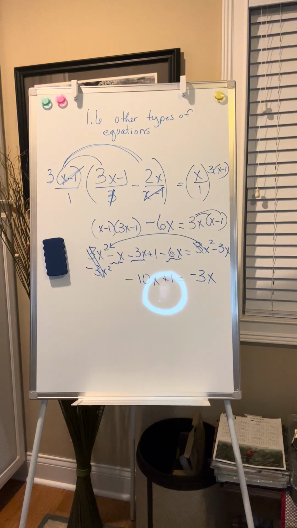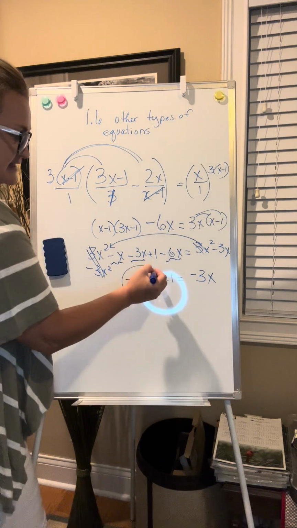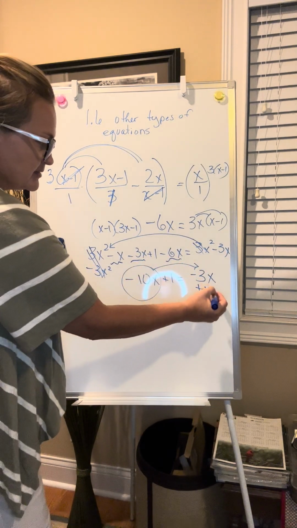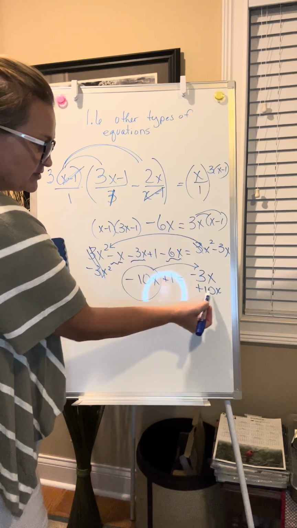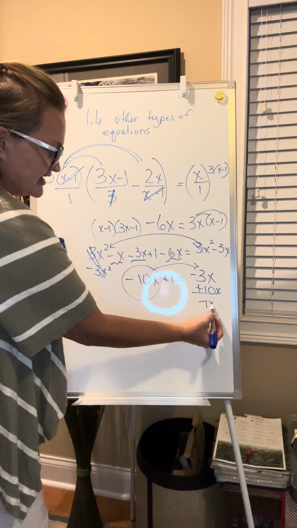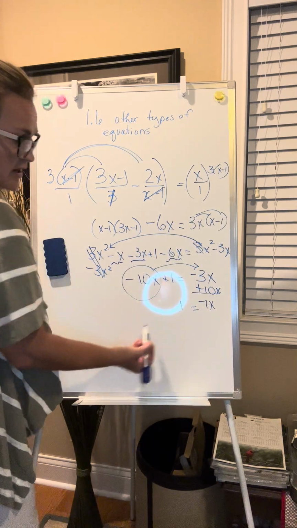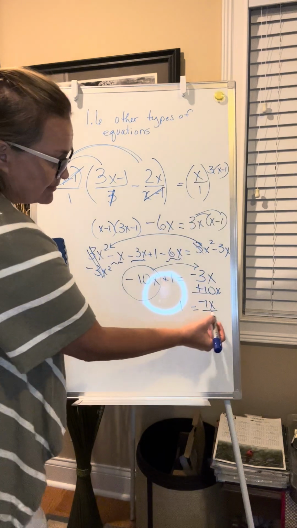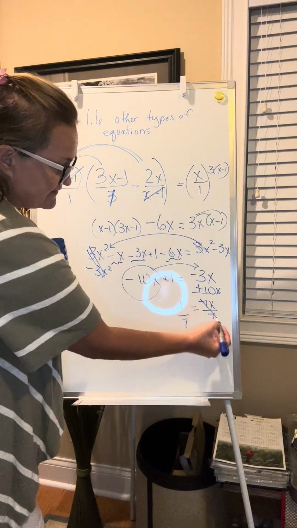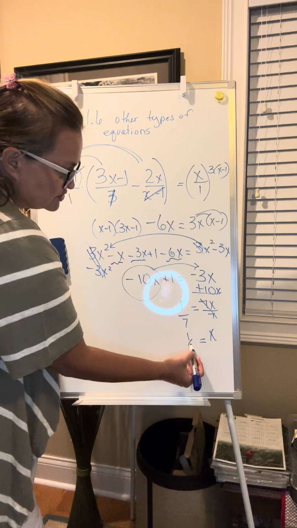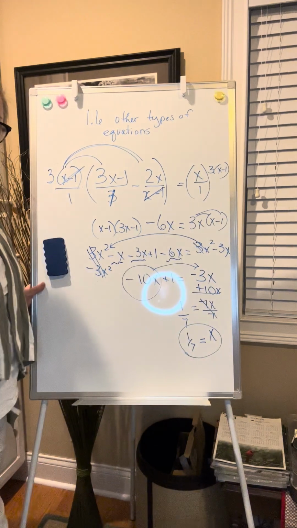Now I'll get my variables to one side and constants to the other. I would bring the minus 10x to the right and make it plus 10x. Negative 3x and 10x is 7x equals 1. Then divide by what's on the variable. Divide by 7 for a solution of 1/7 there.